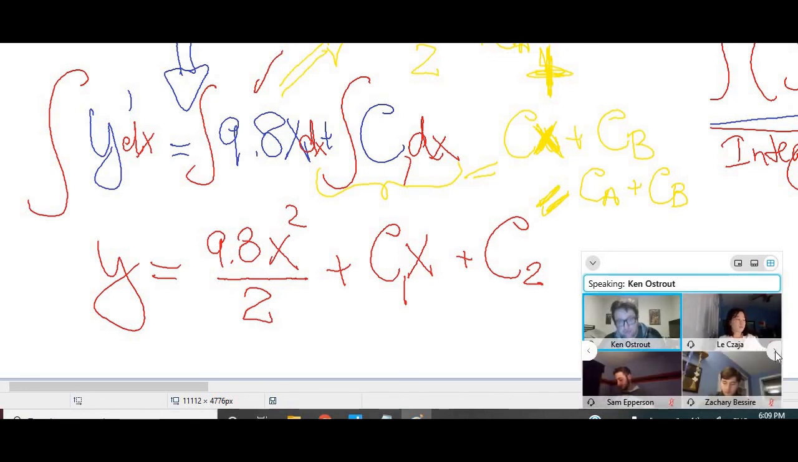Mr. Sam, Ms. Lee, Ms. Ken, Mr. Zachariah? If there were limits, we could find the values of C1 and C2, correct?